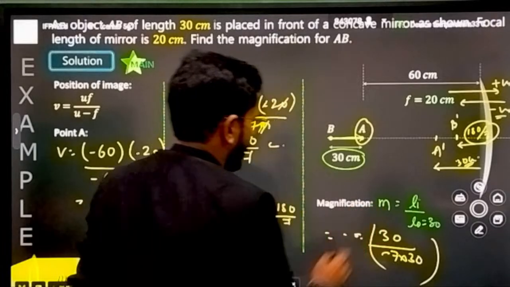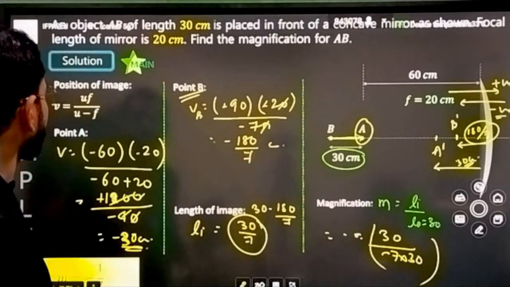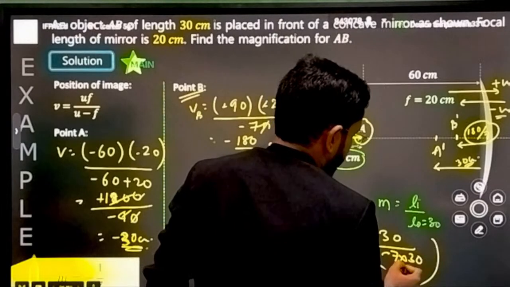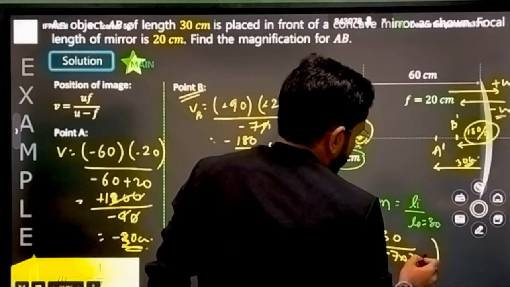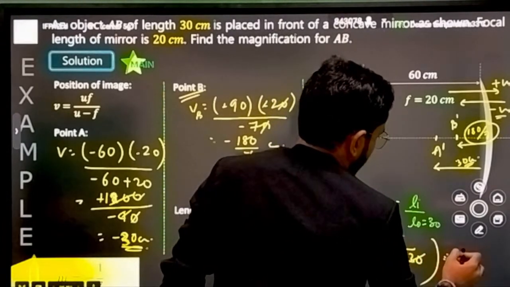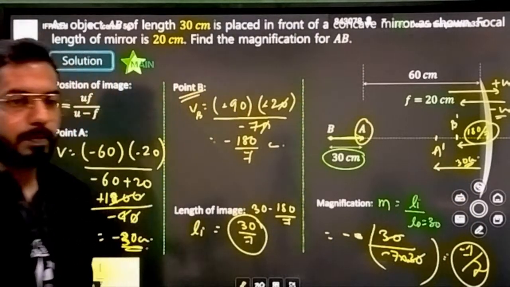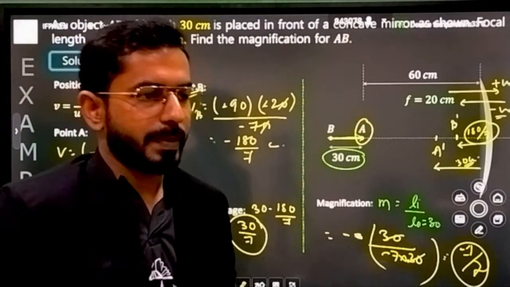And then there is a negative sign as well outside. So what you'll be doing, you'll be just writing it as 30, 30 cancel. Magnification will be coming minus of 1 by 7.